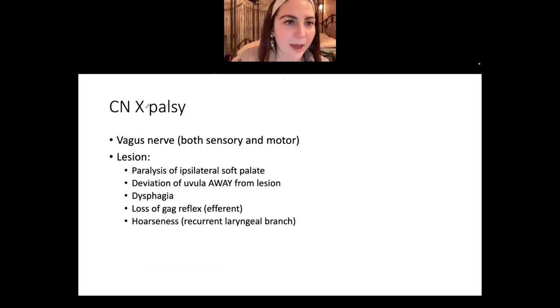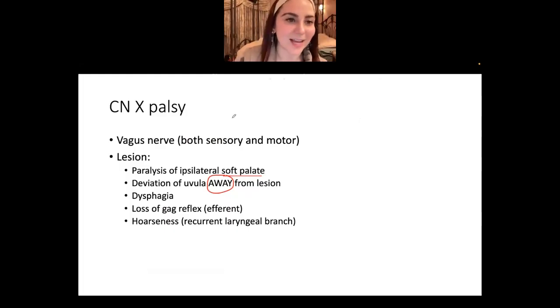All right. And then cranial nerve 10 palsy, this is your vagus nerve. How many times have we talked about the vagus nerve thus far in the body systems? Lots of stuff would happen, but in terms of neuro stuff, you'll see paralysis of the ipsilateral soft palate. It's really big on innervating the soft palate. Deviation of the uvula away from the lesion. This is really important. A lot of the times they'll give you a symptom like, the uvula deviates to the left. And you're like, oh, what side is affected?